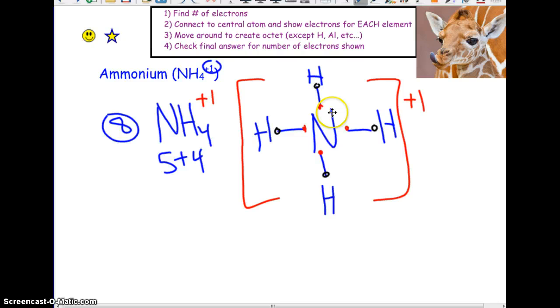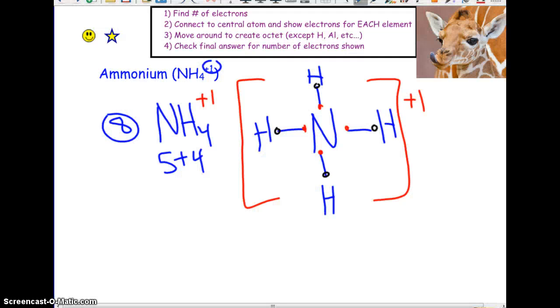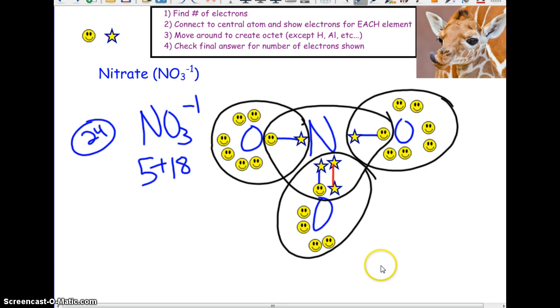This one, central atom is N. There's 4 things attached. No unshared pairs on the N, so that would be tetrahedral. And for this one, there are 3 atoms attached, and then no unshared pairs on the N, so that would be called trigonal planar. And there you go.